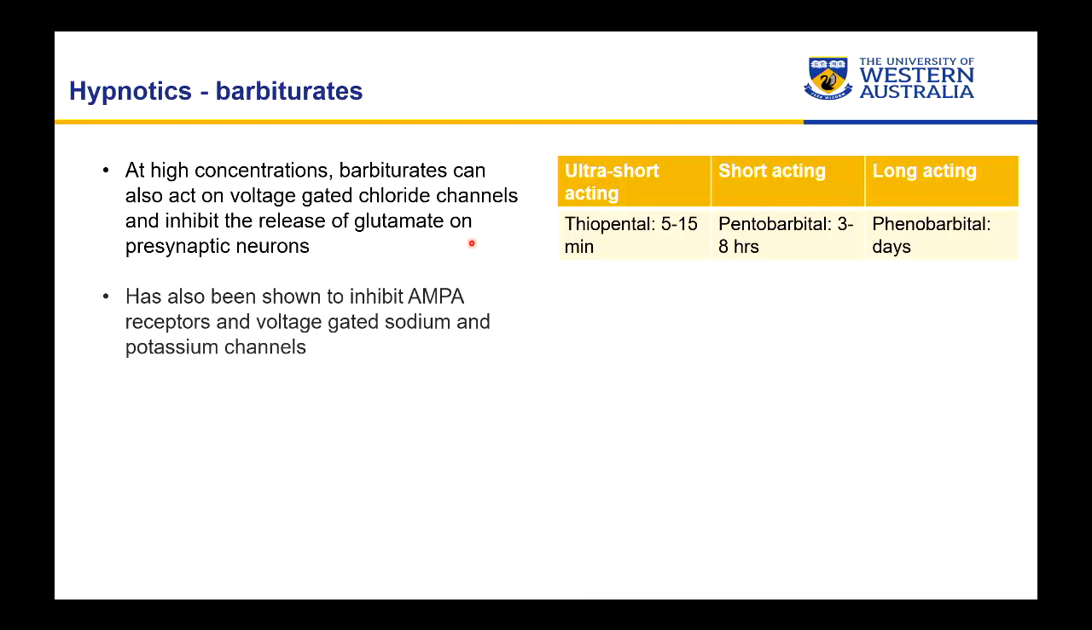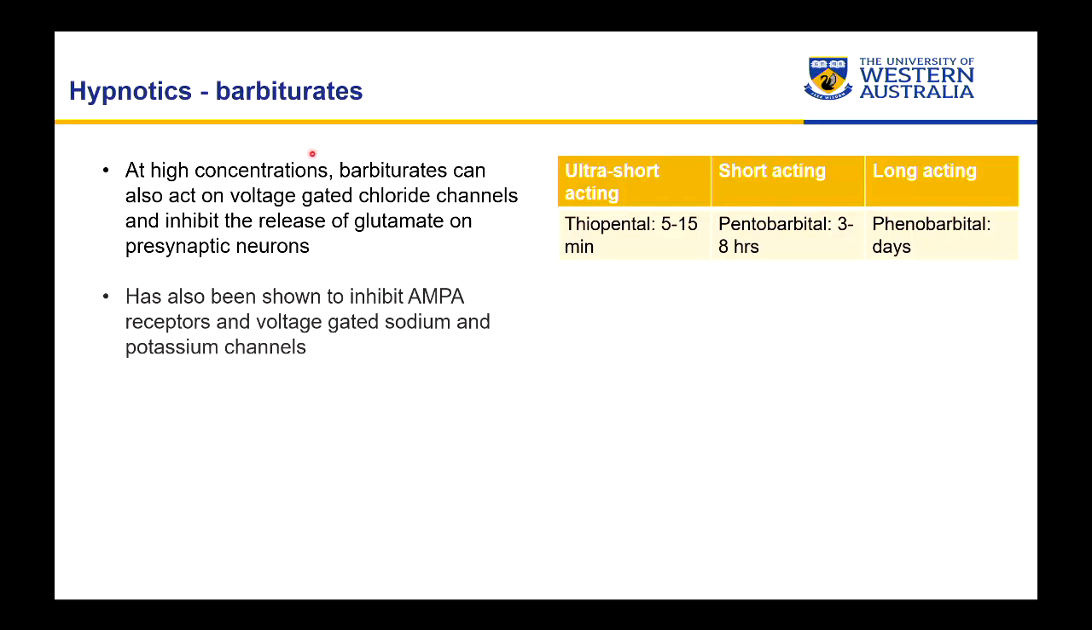There's also evidence to suggest that when you have a high concentration of barbiturates, it can also act on voltage-gated chloride channels. So not just those GABA A channels, they can affect voltage-gated chloride channels in general. And then they can also inhibit the release of glutamate on those neurons as well. So they can have an additional effect and affect those chloride channels in general at high concentrations. So they can have a really strong inhibitory effect.